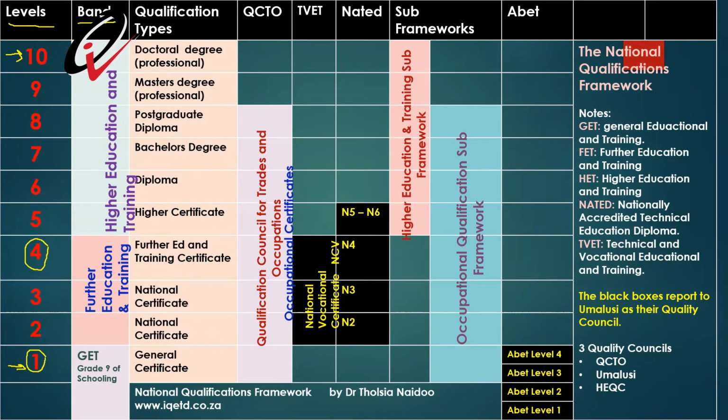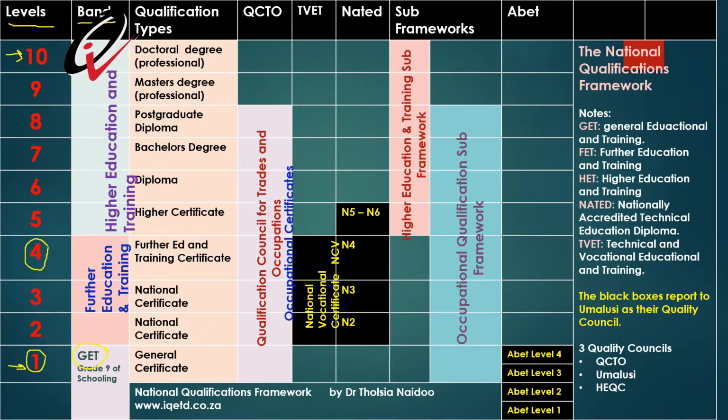comprise. That's your second column. What bands comprise the NQF? So we have your General Education and Training Certificate, which is the certificate you obtain once you've completed your grade 9 at school, and then you're officially on the NQF level 1.